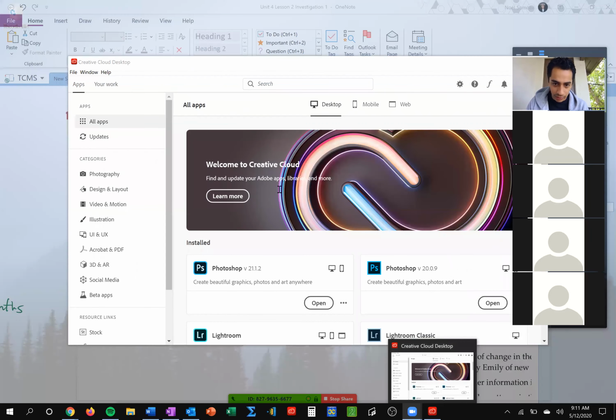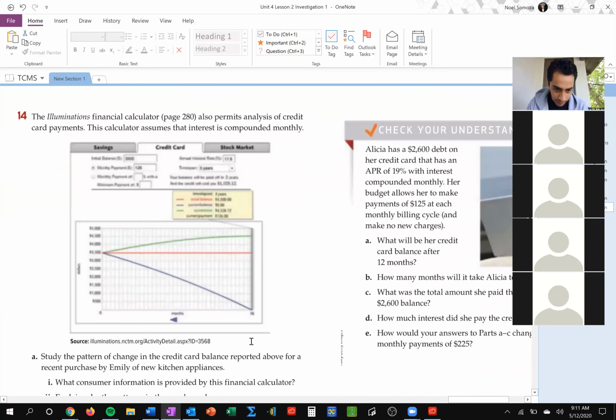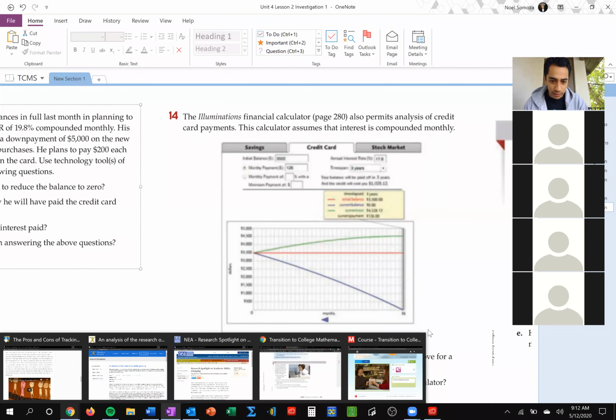Okay, so let me go ahead and share that information with you guys. It's actually this link right down here, the one that says illuminations.nctm.org activity detail. If you were to type this into a URL, you would be able to get there. Let me go ahead and type that in for us so that we can look at it together.